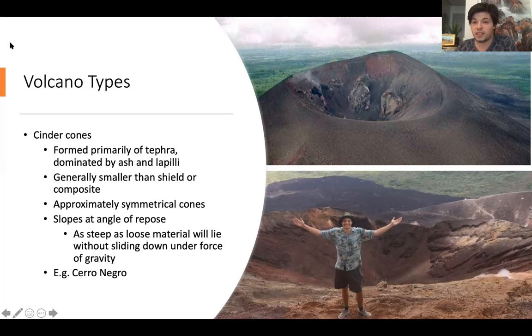One example of that is Cerro Negro, which you can see in the 2 photos here. This is a volcano in Nicaragua. And you can see that it's, again, dominated by this ash and these small volcanic rocks. And you can see that it's a lot smaller than some of the volcanoes we were looking at before in general.